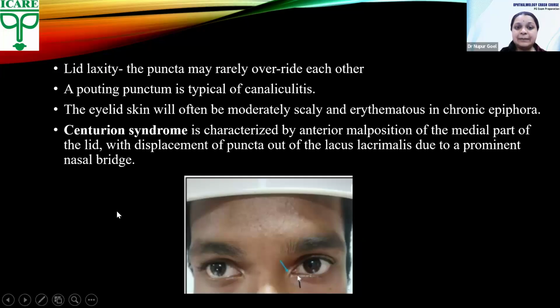With lid laxity, the puncta may rarely override each other. A pouting punctum is typical of canaliculitis, and the eyelid skin will often be moderately scaly and erythematous in chronic epiphora because of constant irritation and rubbing by the patient. One must also be aware of a condition called Centurion syndrome, which is characterized by anterior malposition of the medial part of the lid with displacement of the puncta out of the lacus lacrimalis due to a prominent nasal bridge. This is again a functional cause of epiphora, typically seen in males, so one must be aware of this condition also.